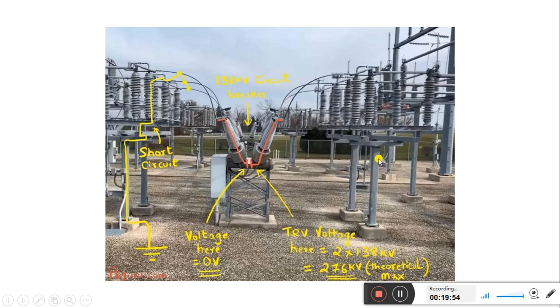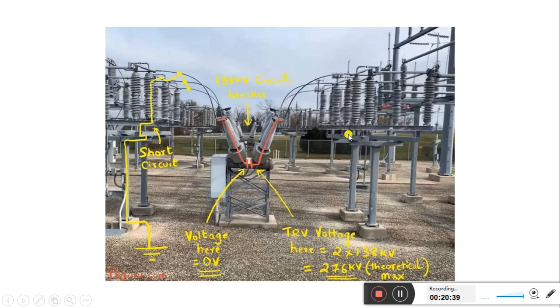So this is a system diagram of a power substation, in which this is the circuit breaker, and a fault, that is a short circuit fault, has been created through this grounding. So this is the circuit breaker. At this state, initially the voltage here is 0 volt. Now due to the current zero position, a high voltage is developed at this point, that is called the TRV voltage, the restriking voltage. And how much is it? It is 276 kilovolt theoretical maximum.